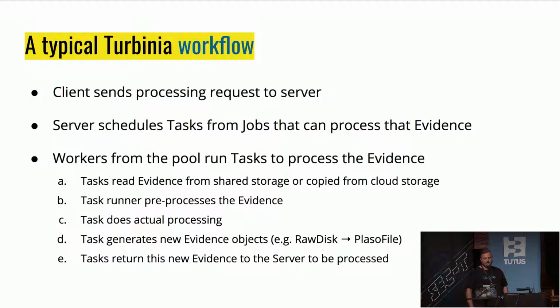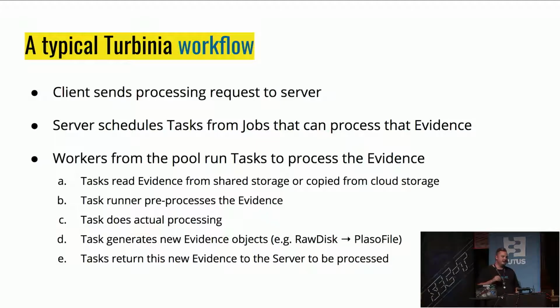So a typical workflow here is the client sends a request to the server. The server looks to see what kind of evidence that is and what kind of jobs it has that know how to process those different evidence types. It creates tasks from that, which get scheduled. The tasks come up, and if it doesn't already have access to that evidence, if it's a copyable evidence type, there's an output manager that will copy that evidence to the local worker, runs any of the preprocessors like we had talked about, and then it does the actual processing, running Plaso and things like that.